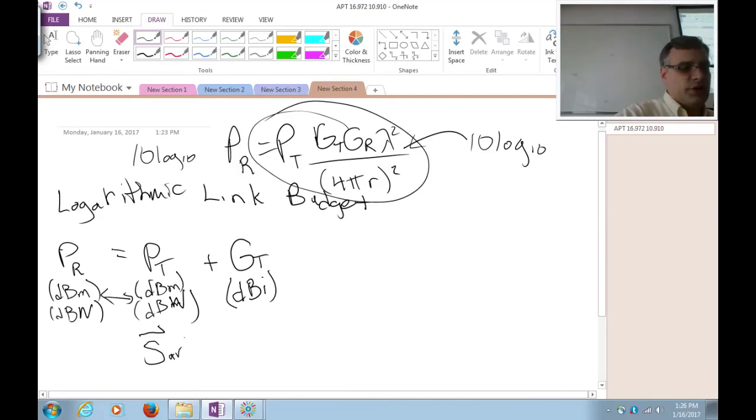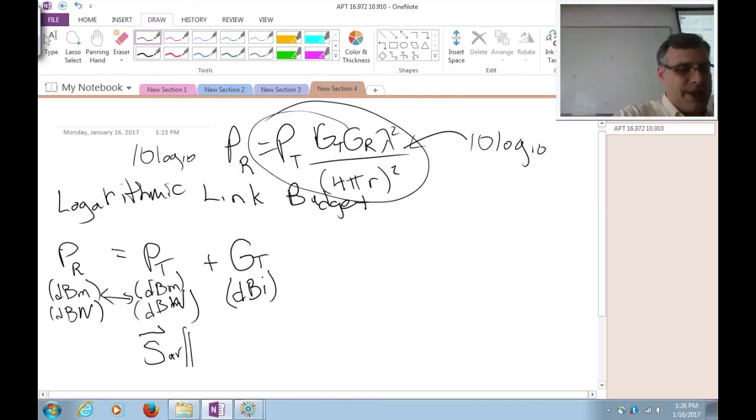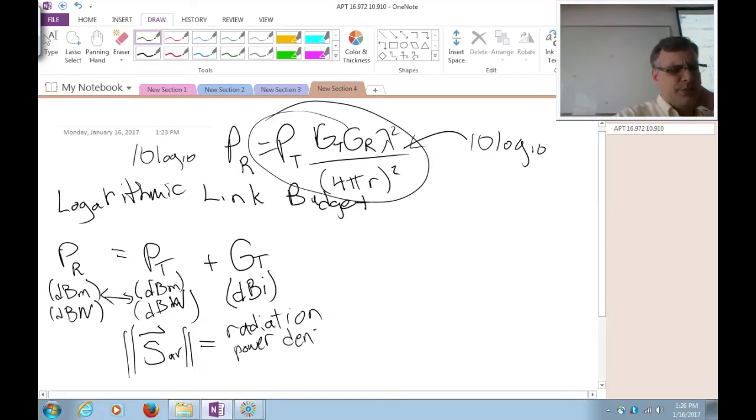A Poynting vector. What units does that have? It's sort of a power density. Watts per meter squared. Perfect, perfect. So if I took the magnitude of that, I should get the radiation power density in a particular direction, and it will have units of watts per meter squared.